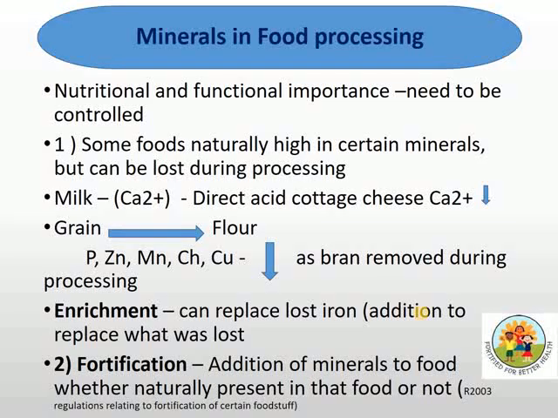To give an example, milk contains high levels of calcium. However, when cottage cheese is manufactured using the direct acid method, calcium becomes leached into the whey, and in that way it's actually lost. Remember the calcium is found in the protein casein. So it leaches out into the whey, so that the resulting cottage cheese has less of your calcium. That is the first example.